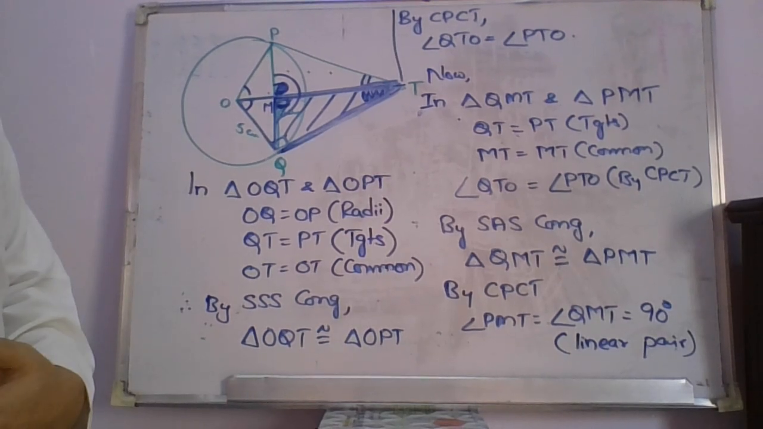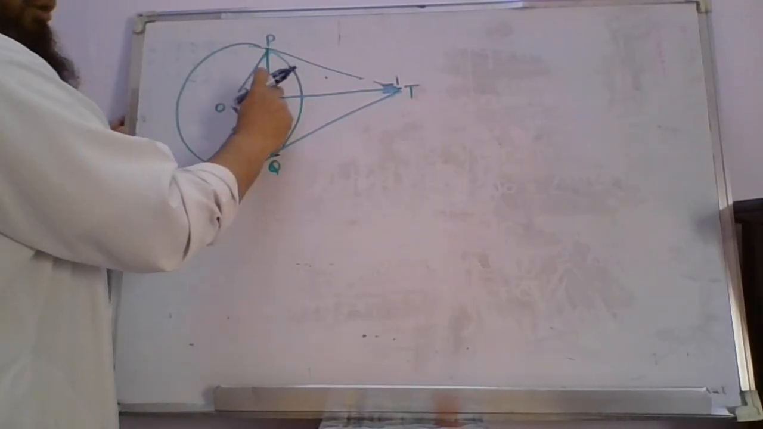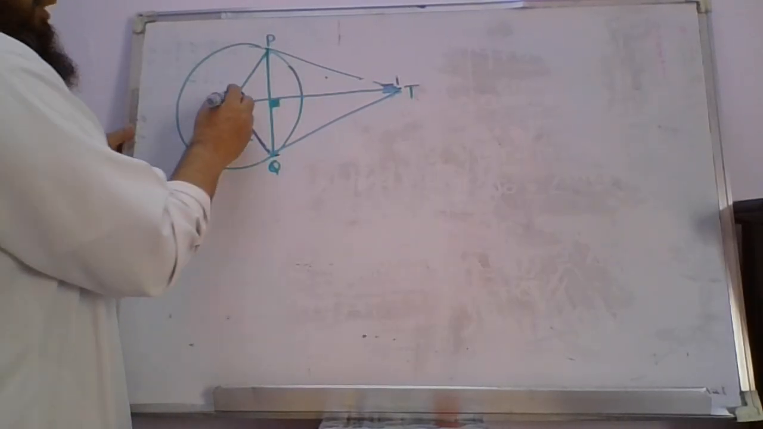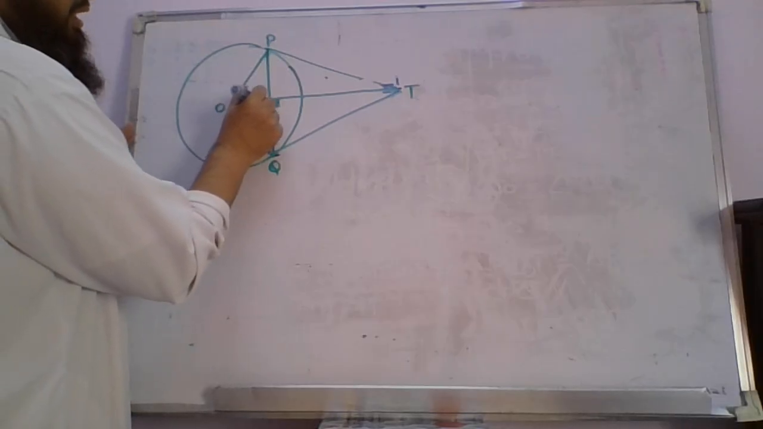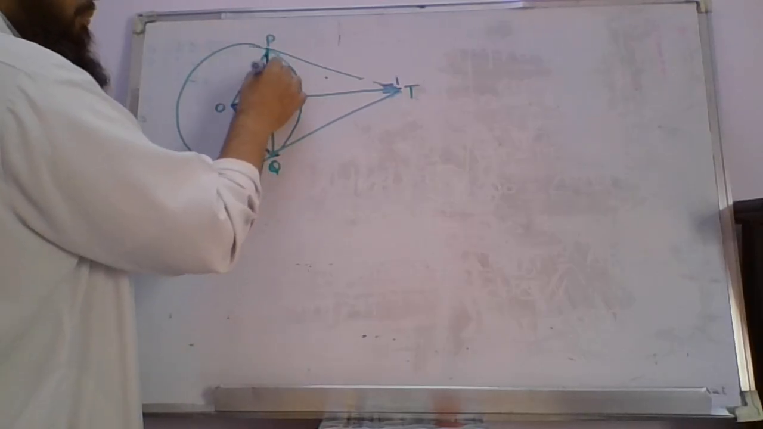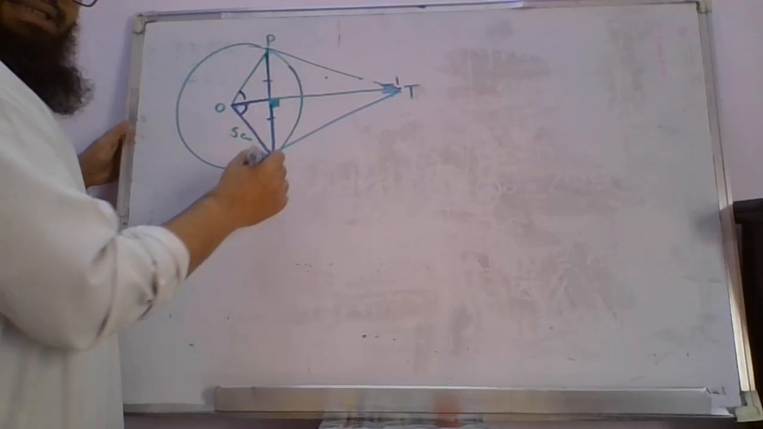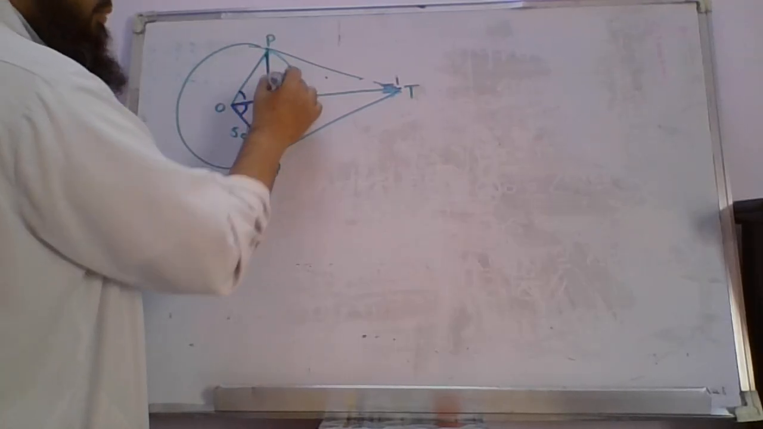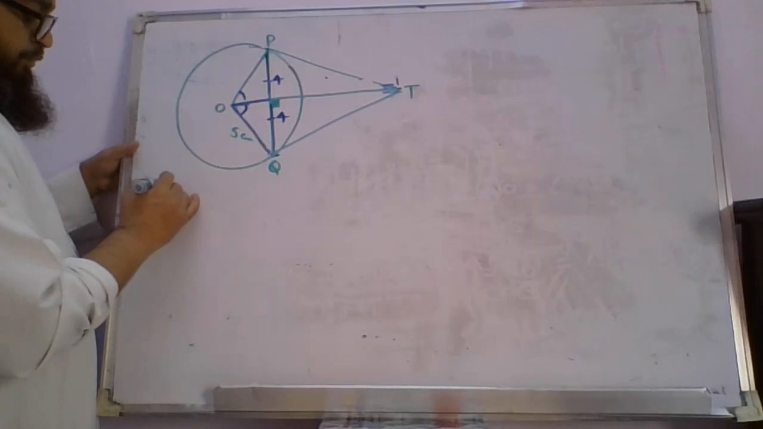Now I am going to rub it. So now we have proved that all these angles are 90 degrees, and in grade 9 we have studied the perpendicular drawn from the center onto the chord bisects the chord. This bisects the chord. So total is 8 centimeters. So this will become 4 and 4 centimeters. Is it right? So you write the steps.